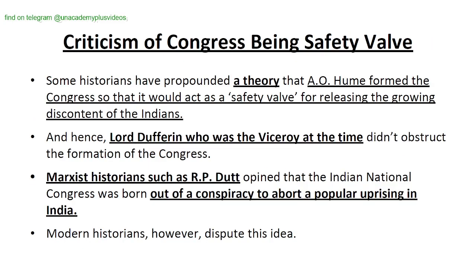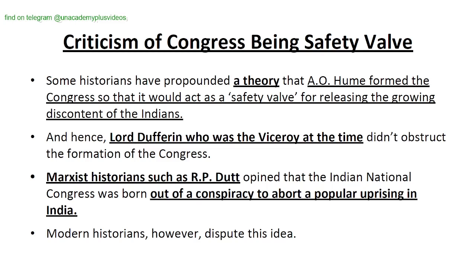Criticism of Congress being a safety valve. Some historians have propounded a theory that A.O. Hume formed the Congress so that it would act as a safety valve for releasing the growing discontent of the Indians, and hence Lord Dufferin, who was the Viceroy at the time, didn't obstruct the formation of Congress.